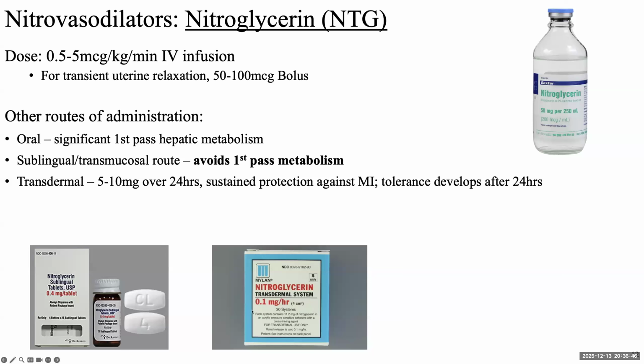And there's also a transdermal system where it delivers 5 to 10 milligrams over 24 hours. You could get sustained protection against MI with this. But because this is long-term use and prolonged exposure, this is the format where you might see tolerance develop, especially after the first 24 hours of using it.